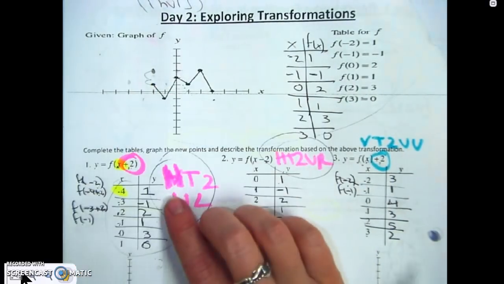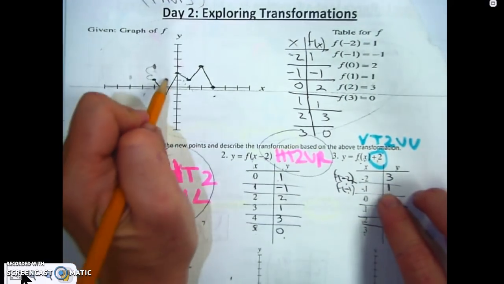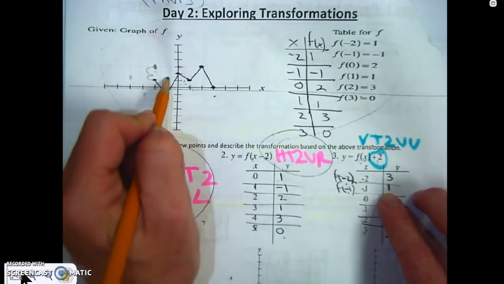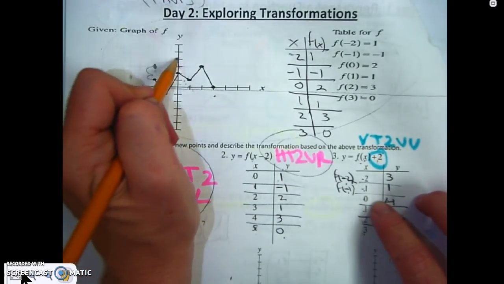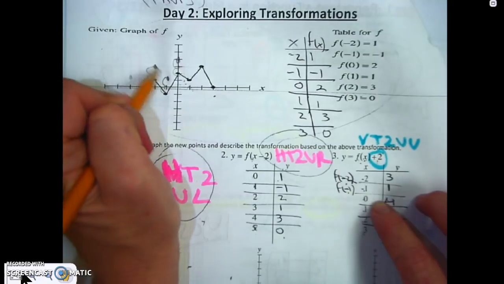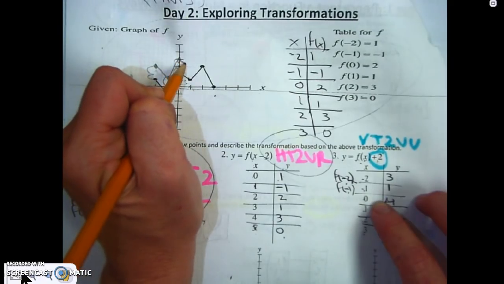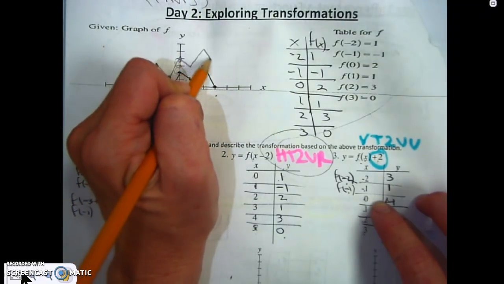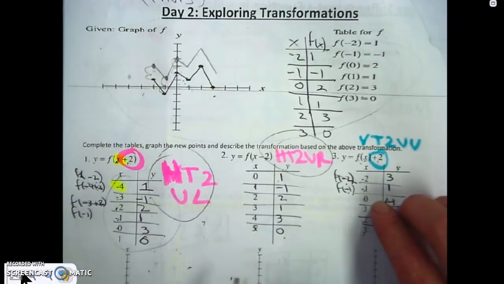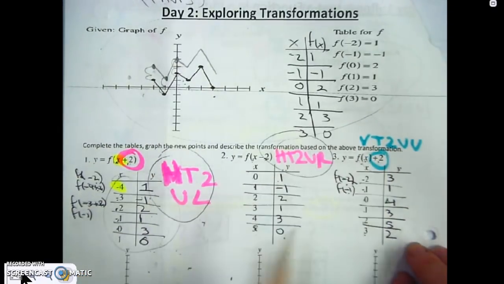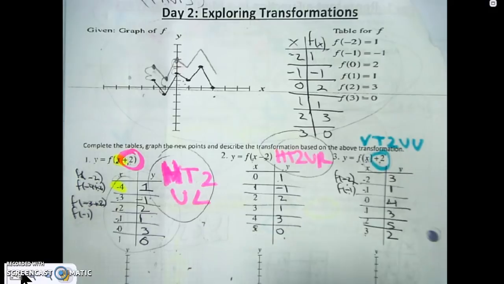What do you notice? It went up 2 units. Negative 1, 1. It went up 2 units. 0, 4. It went up 2 units. It's still the same shape, but everything's up 2 units. Okay? So that's what I want you to see, what the effect is. What's happening to make it change.